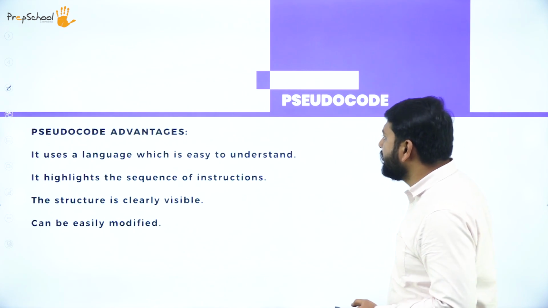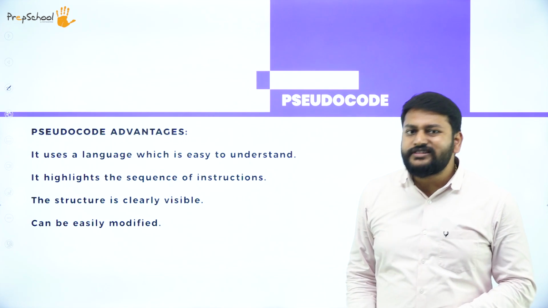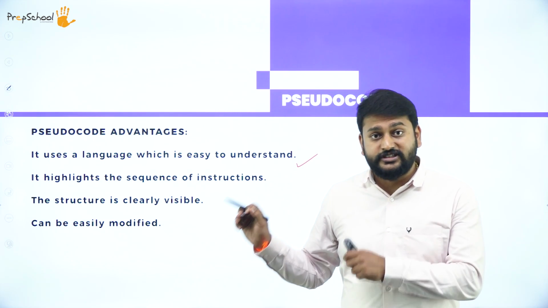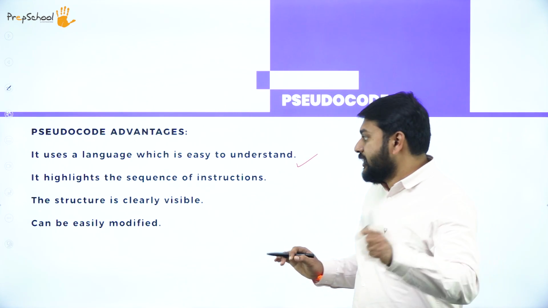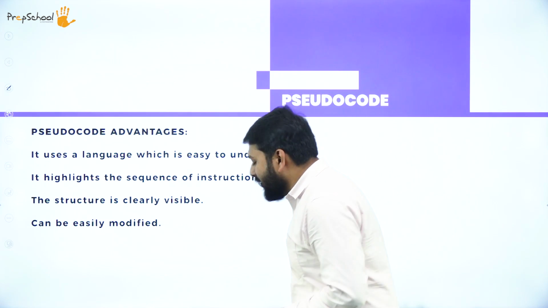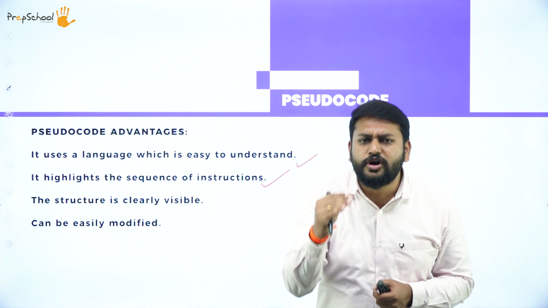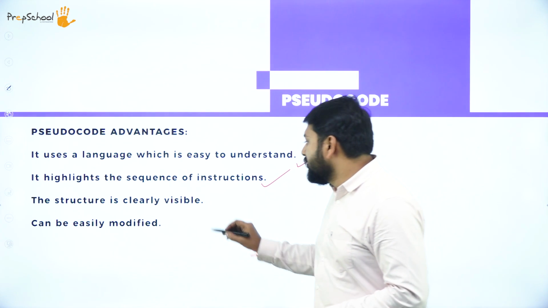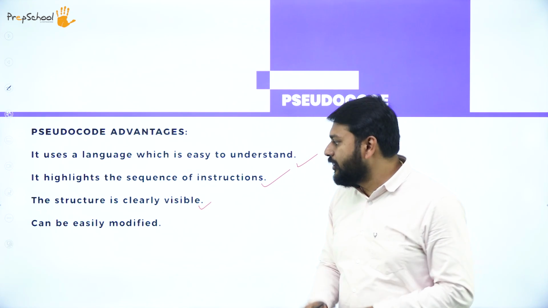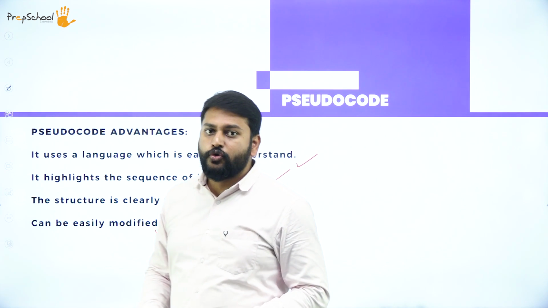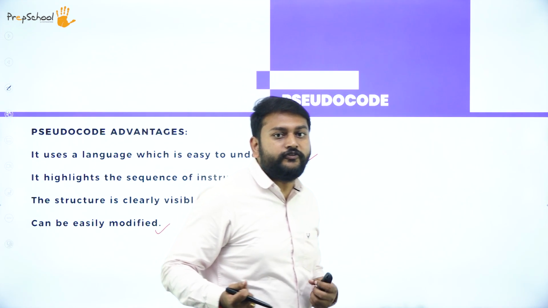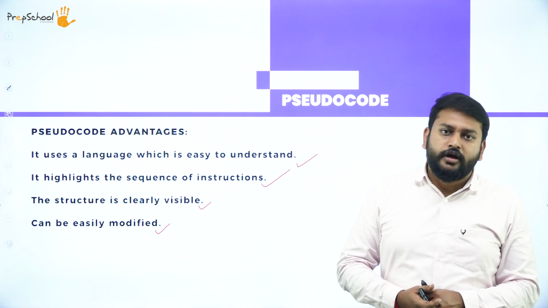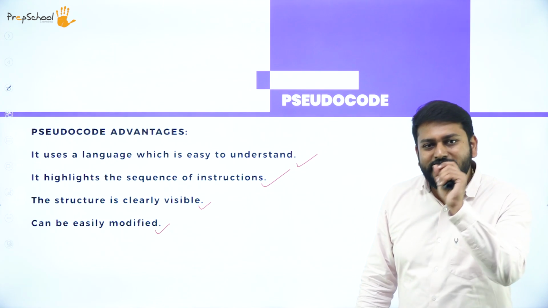All right. So moving forward to the next one. Whenever I'm writing a pseudocode, what are the advantages that I have? Number one, it uses language which is easy to understand. That is the first important advantage. Second point, it highlights the sequence of instruction: what should come first and what should come next. The sequence, you will understand very clearly in the pseudocode. The next one is the structure is clearly visible and it can be easily modified. You don't have to scratch your head much to modify the content that you have in the pseudocode because it's in a normal natural language. So that's what we find in the last point, that it can be easily modified.